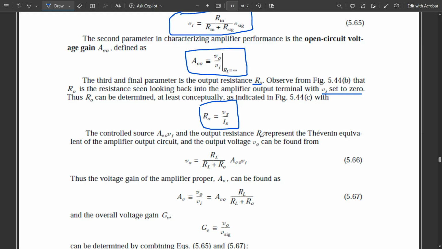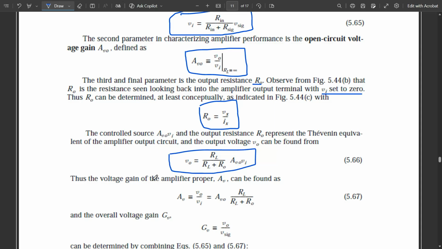Okay, so the controlled source AV naught into Vi and the output resistance R naught represents the Thevenin equivalent model of the amplifier output circuit, and the output voltage V naught can be found from this expression, that is V naught is equal to RL into AV naught Vi divided by RL plus R naught. Okay, so this expression again you note it down with respect to amplifier characteristics.